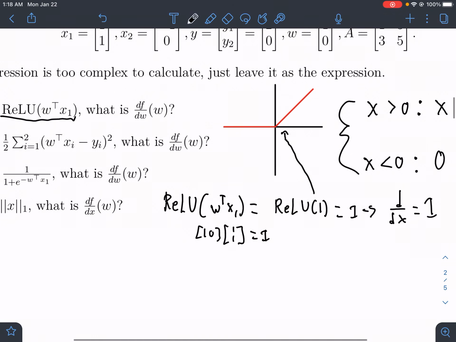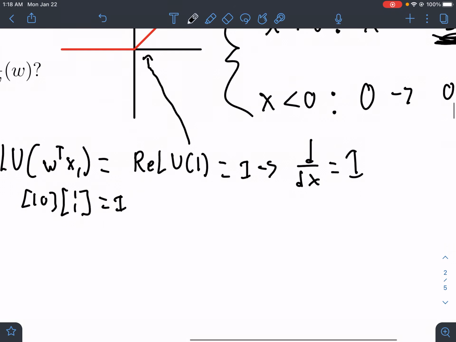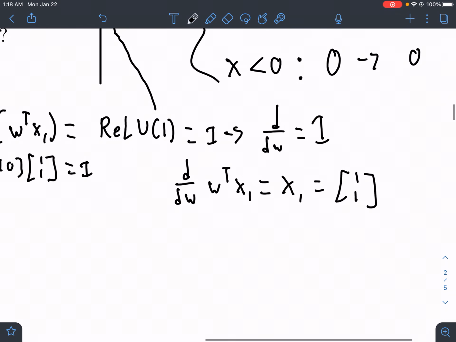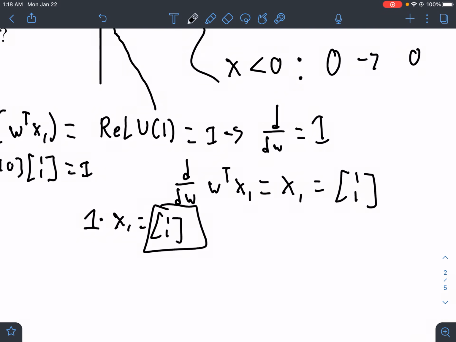Now we multiply that by the derivative of the inside, so W transpose x1, and d/dw. I just do d/dx by instinct, but it's actually d/dw here. d/dw of W transpose x1 is equivalent to x1, which in this case is 1, 1. And so our full equation is 1 times x1, which just equals 1, 1. So our answer is just 1, 1.